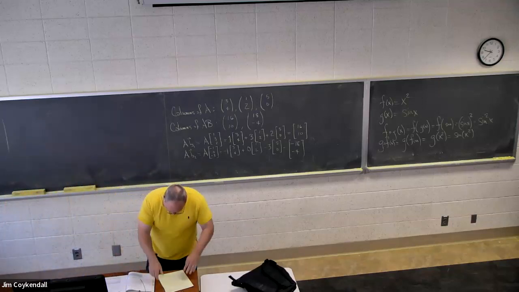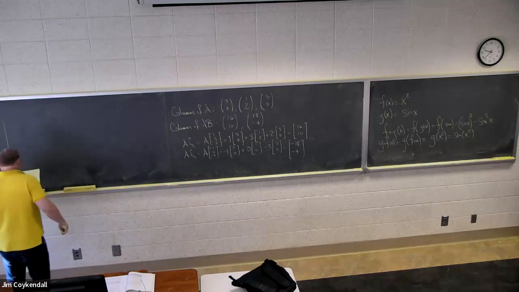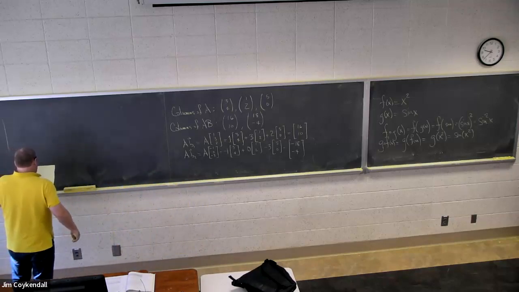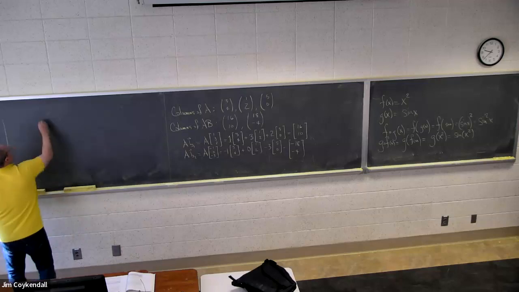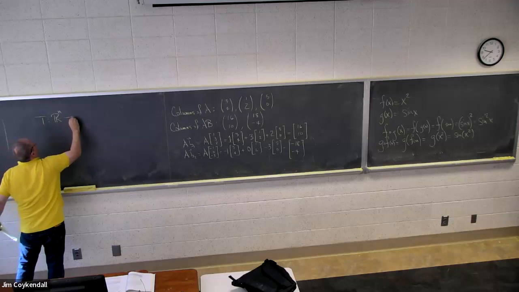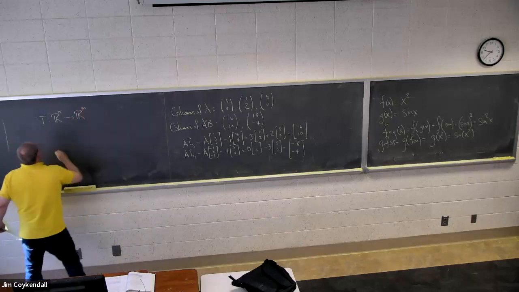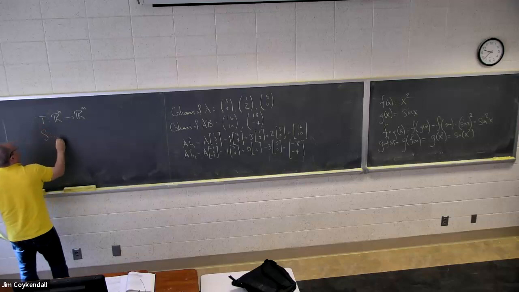Let's suppose that we have T, which goes from Rn to Rn. And let's suppose a linear transformation S goes from, where do I want to go?